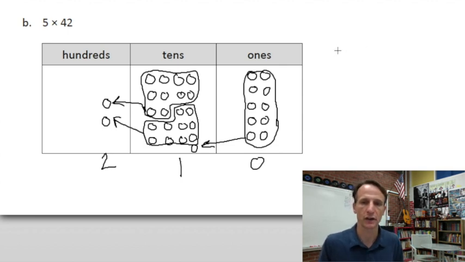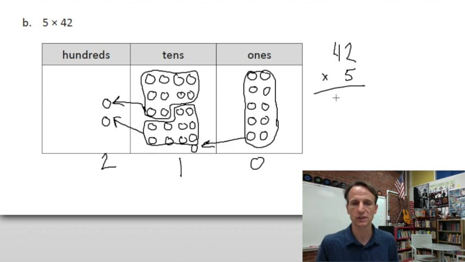So let's do this out as partial products vertically. We have 42 times 5, and 5 times 2 is 10. 5 times, did you say 4? It's 40, right? It's in the tens place. 5 times 40. Well, you do 5 times 4 times 10. So 5 times 4 is 20 times 10, 200. Okay.